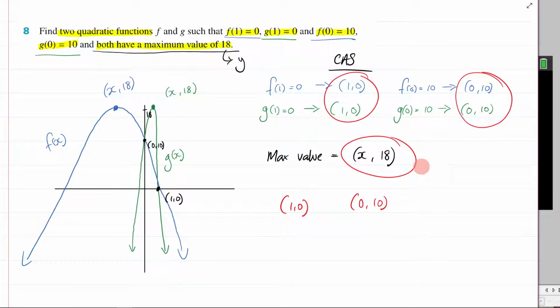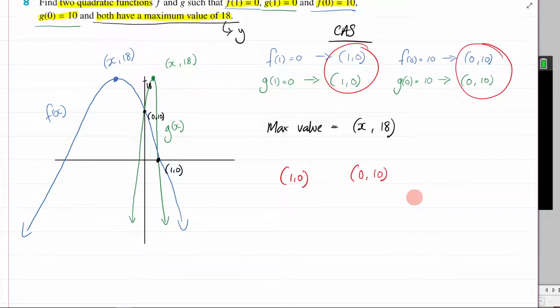Well, what I could do is write down the general rule for f of x and g of x using my turning point form. And therefore, that would allow me to utilize my maximum value. What do I mean by that? I'm going to write f of x and g of x using the turning point form. That's going to be a(x − b)² + c.